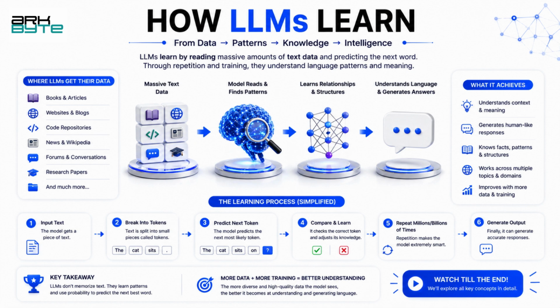If it predicts wrong, it compares the answer, learns from the mistake and improves. This process happens millions and even billions of times. Over time, the model learns grammar, facts, writing style, logic and language patterns. This is how it becomes able to answer questions, write content, generate code and hold conversation. In simple words, LLM learns through data, prediction, mistakes and repetitions.